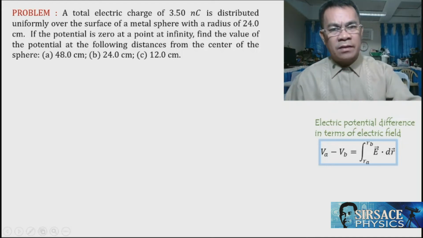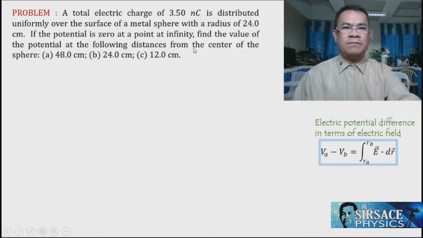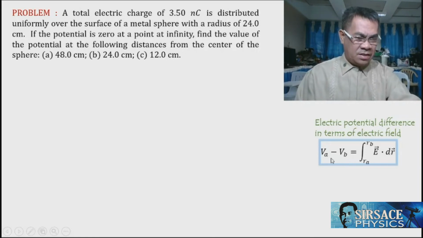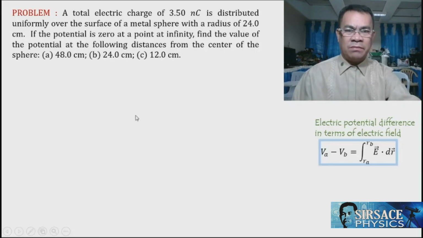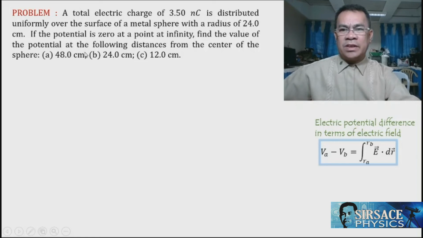So this is okay. We can use this one because, take note, we have this formula. Potential difference requires two potentials, so we will utilize the point at infinity. At infinity, the potential is 0, so we can assign that as B later on. So, okay, find the value of the potential at the following distances from the center of the sphere. What is the electric potential at 48 centimeters? That's from the center of the circle. Then calculate again the electric potential at 24. So take note that 24 is the radius.